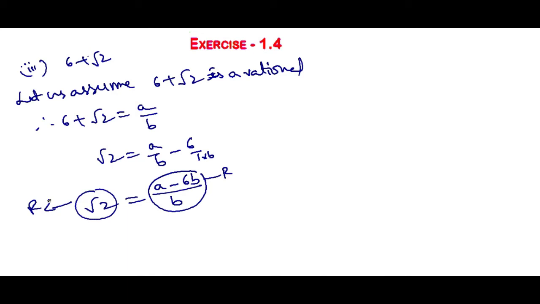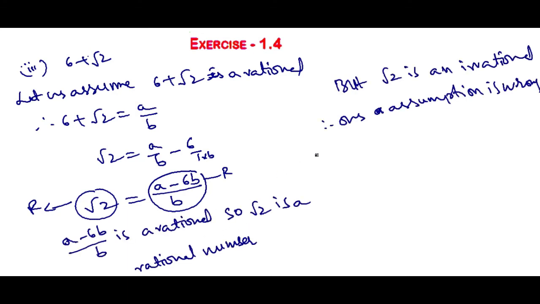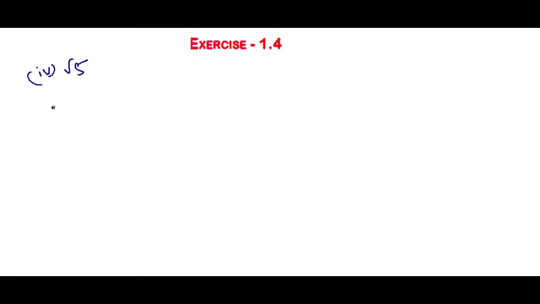Root 2 is not a rational number, it is an irrational number. So our assumption is wrong. Therefore we can conclude 6 plus root 2 is an irrational number. So next, the fourth question, only root 5 is given.